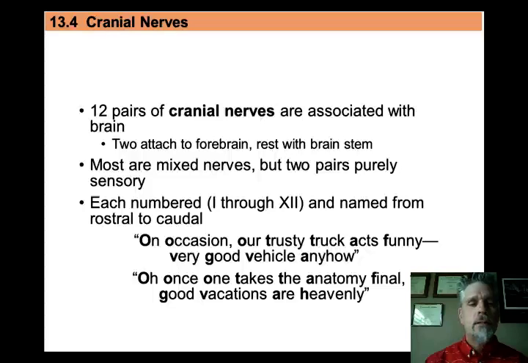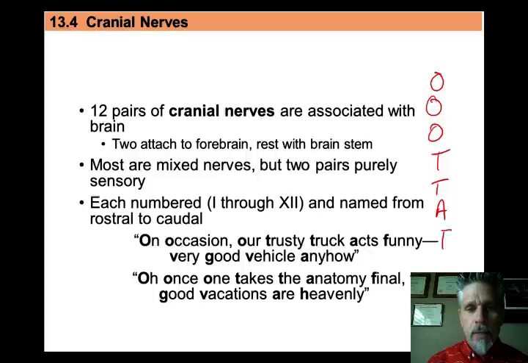On occasion, our trusty truck acts funny. Very good vehicle. Anyhow, once one takes the anatomy final, very good vacations are heavenly. Why are we having those, right? Once upon a time, there was another one that was to touch and feel very good velvet. So if you look at these phrases, right? To touch and feel very good velvet.